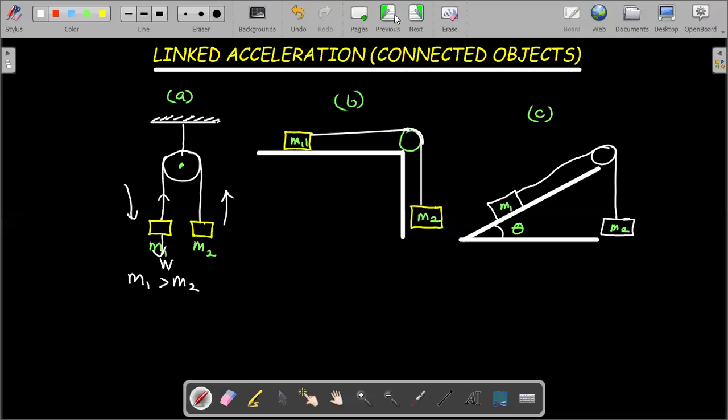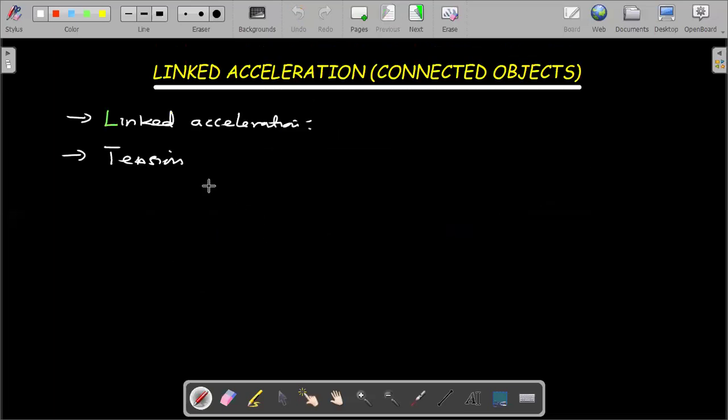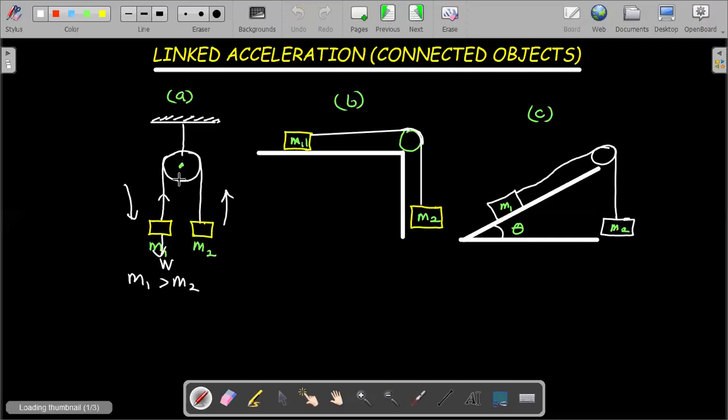Okay. So another important term that we also need to deal with is that we are going to be assuming that the string of connection is inextensible. Inextensible, in other words, means the string does not stretch. It does not stretch. So it's very, very important that the string of connection of the bodies, of the masses, is inextensible.